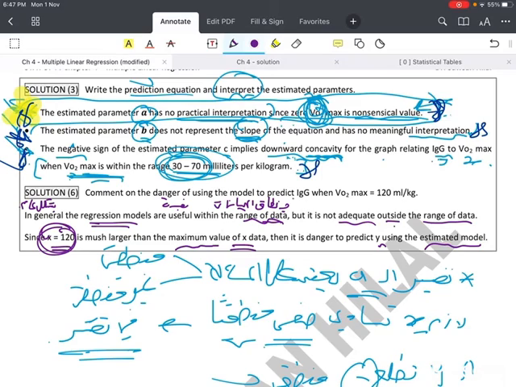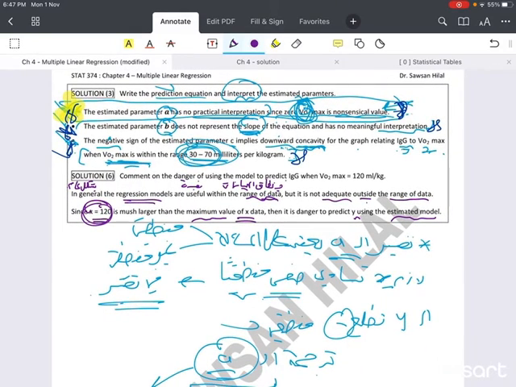So how will you comment on the danger? The danger is when x is far away, much larger than the data, or much smaller than the data. You write the same answer. In general, the regression model is useful within the range of data, but it is not important when it goes outside the range of data. When x is 120, much larger than the data, or you can write much smaller if it is the opposite, if the value is much smaller than the maximum or minimum value of the x data, then it is dangerous. You will not change it.